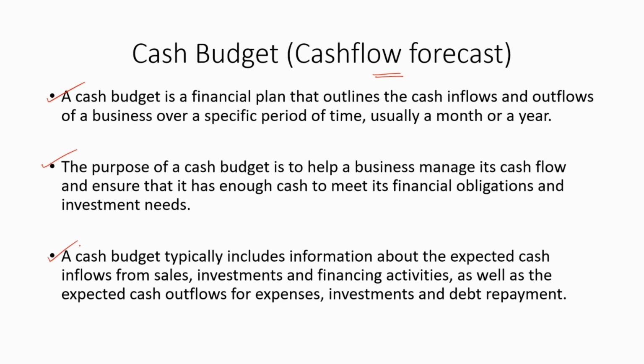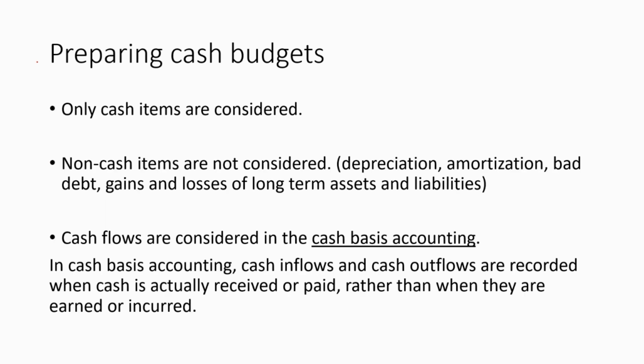So, simply under cash budget, management accountants have to consider the cash inflows and cash outflows for a specific period of time. Now, let's talk about how to prepare a cash budget. These points are very important. Only cash items are considered. Non-cash items are not considered, such as depreciation, amortization, bad debt, gains and losses of long-term assets and liabilities. Cash flows are considered in the cash basis accounting.